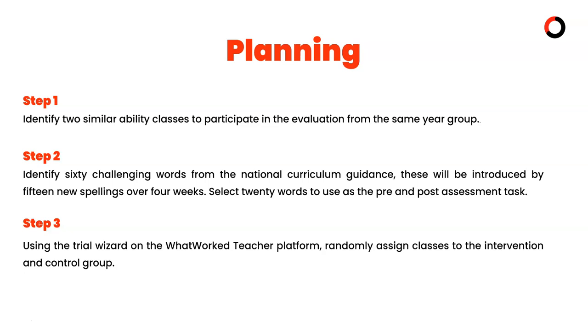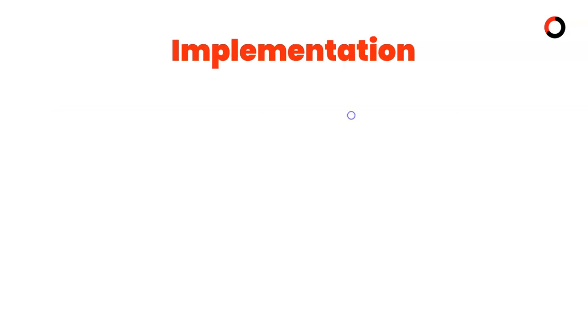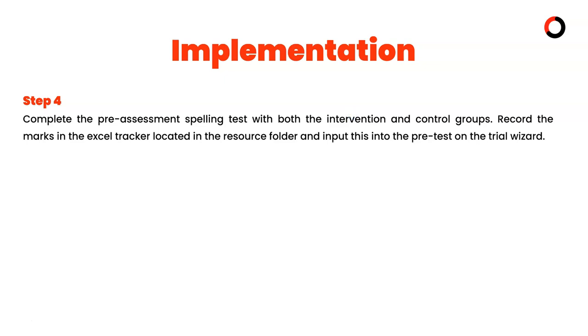Step 3, using the trial wizard on the What Worked Teachers platform, randomly assign classes to the intervention and control group. Moving on to the implementation. Complete the pre-assessment spelling test with both the intervention and control groups. Record the marks in the Excel tracker, which you'll find located in the resource folder, and input this into the pre-test on the trial wizard. Because this is using class data, it's probably best to have a teaching assistant or a fellow teacher to read the scores while you input these into the platform.